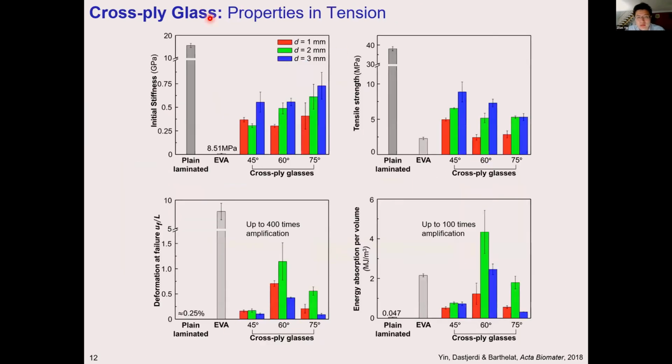So overall, the properties in tension. As you expected, we have relatively limited stiffness and strength compared to laminate glass, although it is very much higher than EVA. But what's more interesting is that we had a hugely improved deformability and energy absorption. We got up to 400 times amplification in terms of deformability and up to 100 times amplification in terms of energy absorption, which is a huge improvement, but it is all in tension.